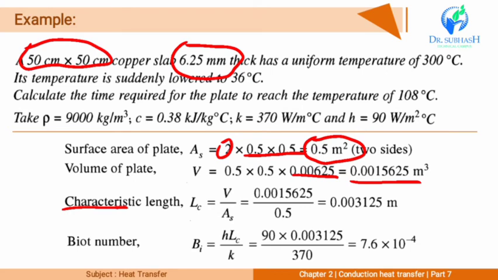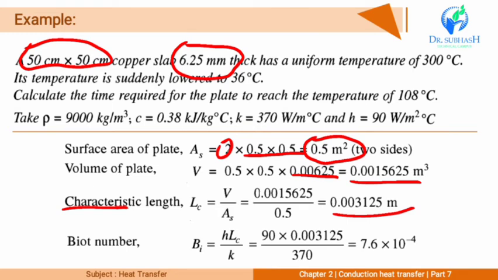After that, let's find out the characteristic length. So characteristic length is equal to volume divided by surface area. So is equal to 0.0015625 divided by 0.5, and we get 0.003125 meter.